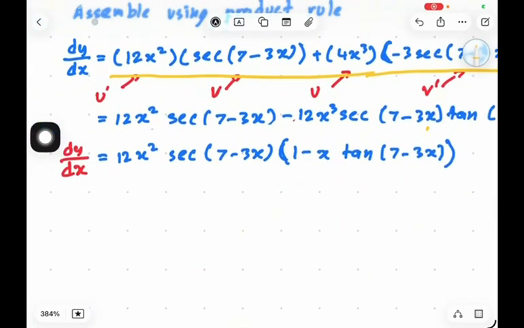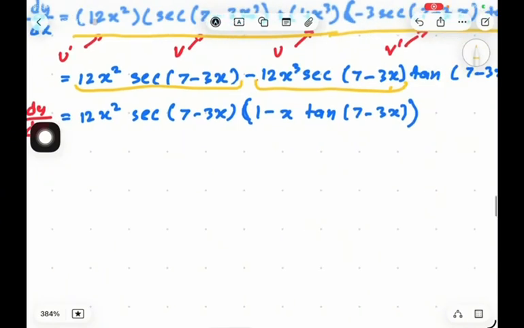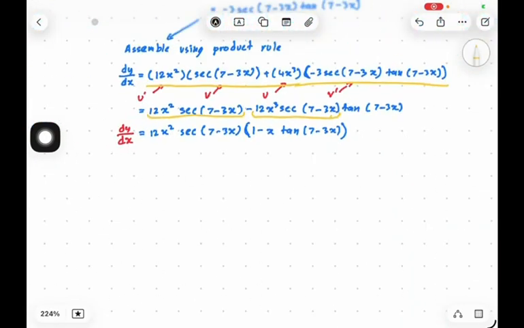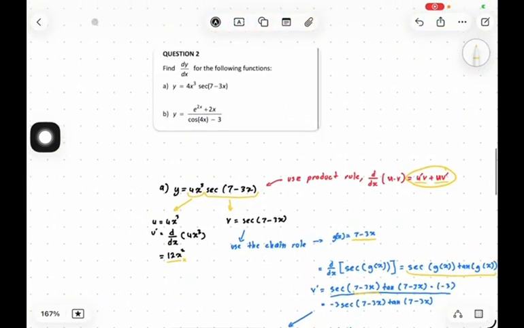We can simplify it further because these two terms share a common factor, and we can factorize it. It becomes 12x squared times sec(7 minus 3x) times (1 minus x) times tan(7 minus 3x). That's all for question A, and we move on to question B.